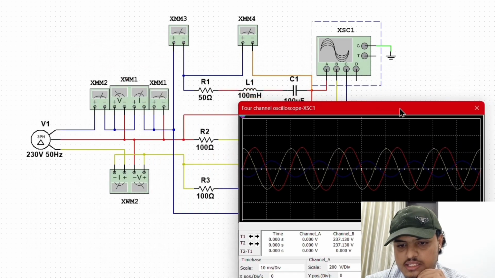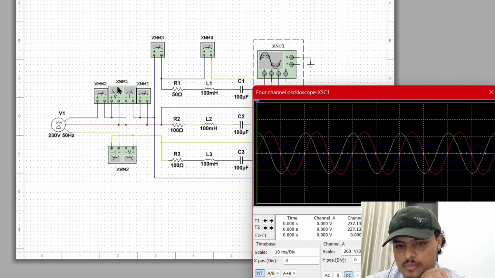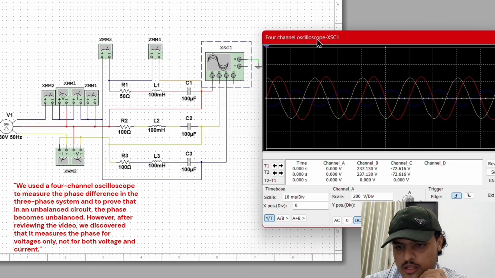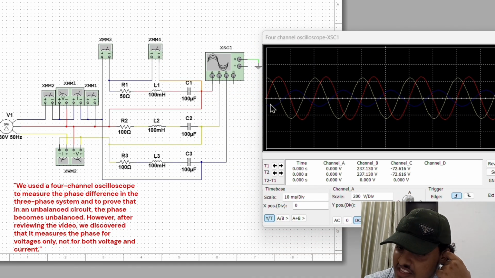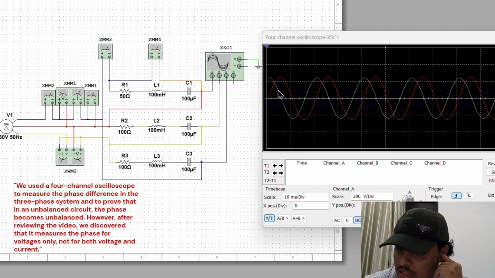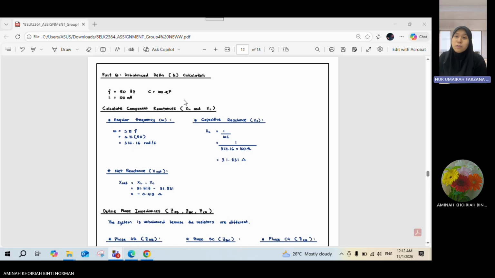In the diagram, we are going to see our circuit. The first phase, the blue one, has the lowest voltage. The second and the third phase have the same values, so they have the same waves. We have frequency equals 15 hertz, inductance equals 100 millihenry, and capacitance 100 microfarad.